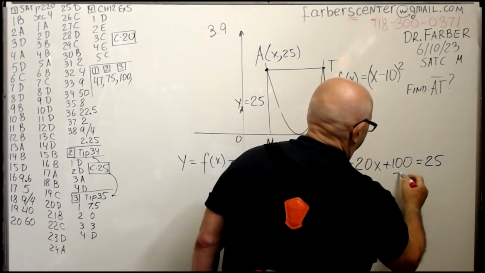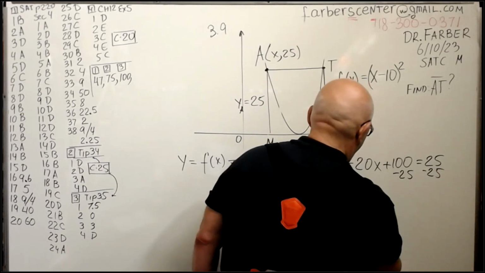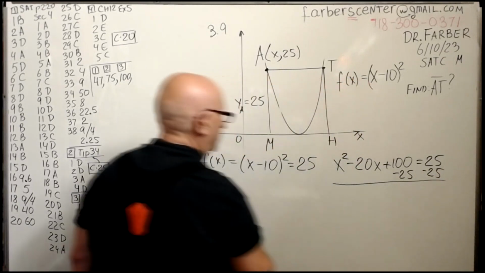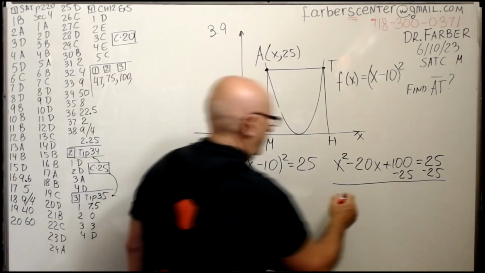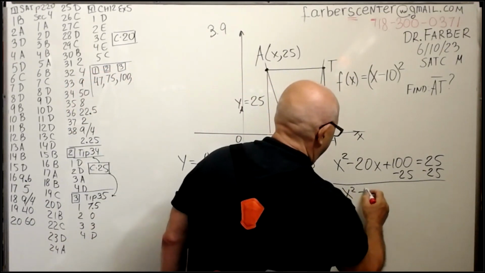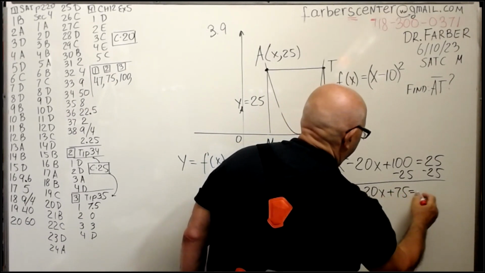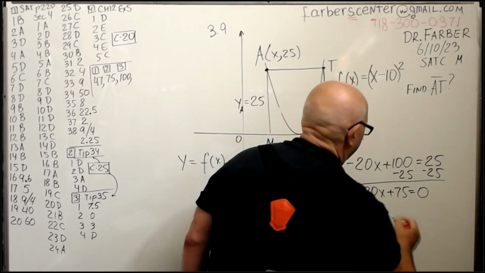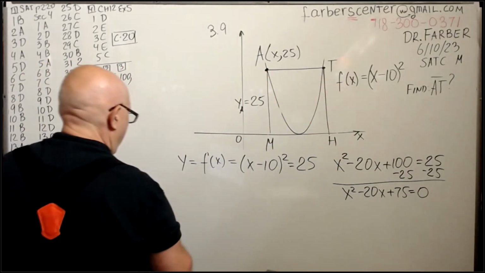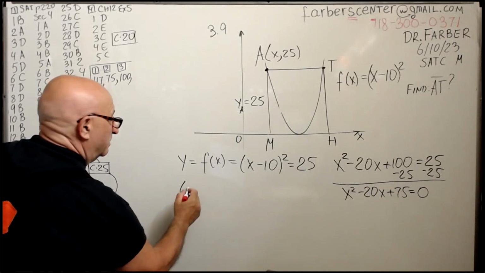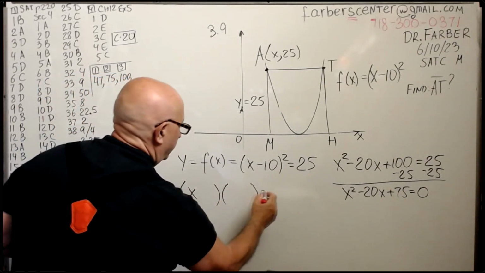Minus 25 on both sides. And I get quadratic equation. Let me write this equation. To have more room, you can write over there. Okay. X squared minus 20x plus 75 equals to 0. Okay, so far so good. And I can factorize. How we factorize? We use François-Vieta theorem.